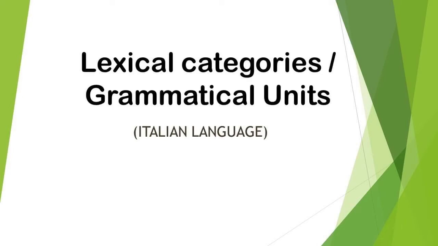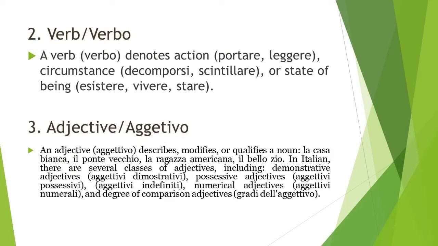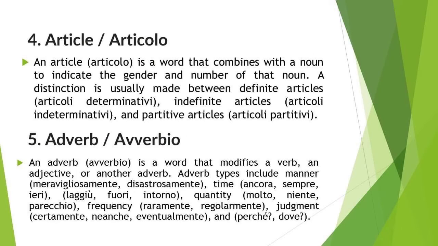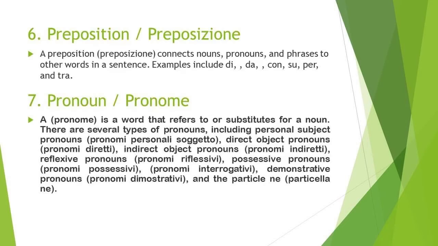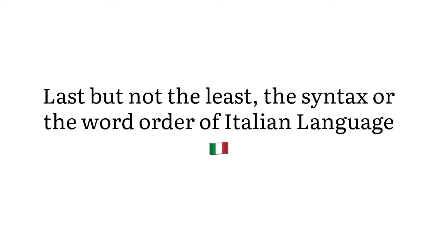Lexical categories or grammatical units of Italian language. For the information of everybody, there are 9 lexical categories of the Italian language, and those are the following. Last but definitely not the least, the syntax or the word order of the Italian language. Let's watch and learn.